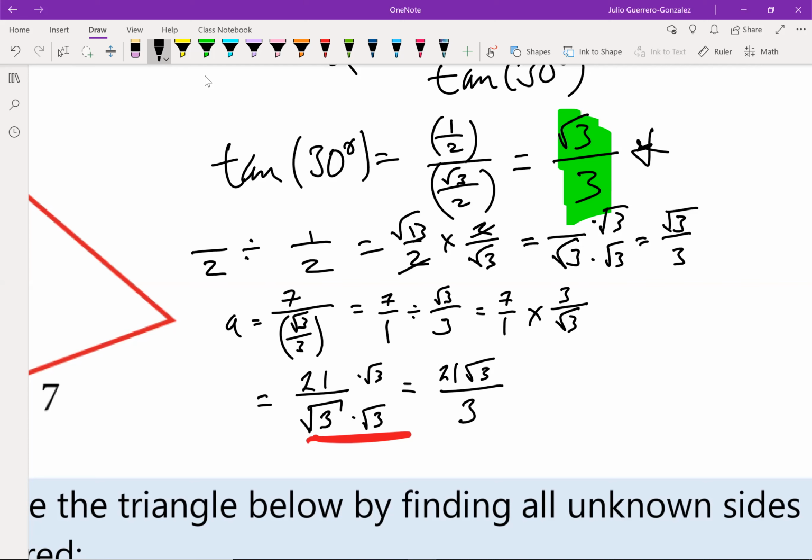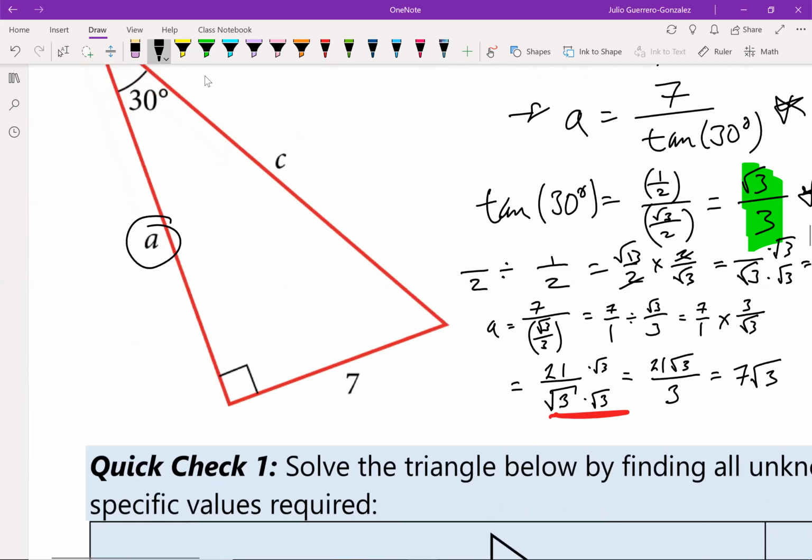Now, 21 reduces by 3. 7. 7. And that's where I get my 7 square root 3. So that is why this stuff is really, really useful. We now know that this is true. My A is 7 square root 3.